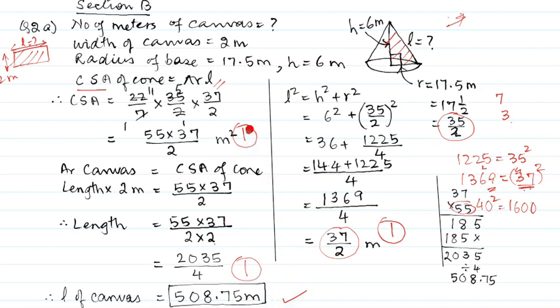Now look at the marking scheme. For your CSA, you get 1 mark. To get this slant length, that is 1 mark, and to get this is 1 mark. Okay, let us come to 2b.